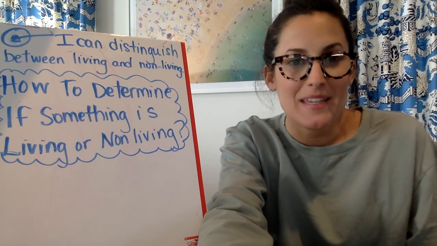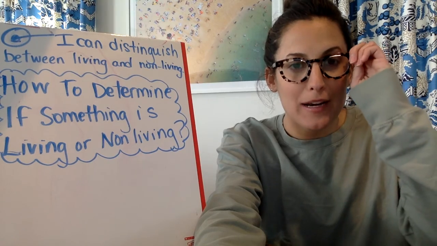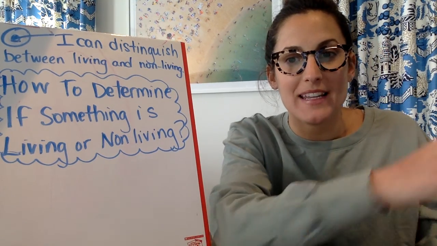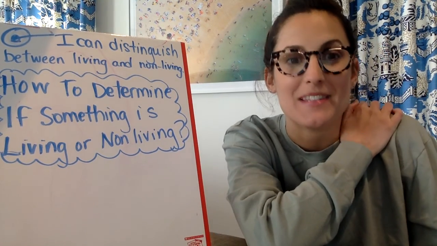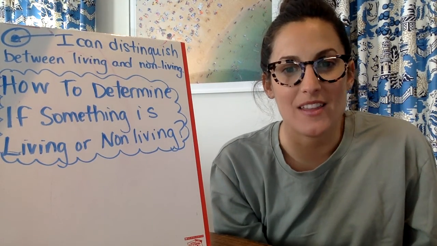An organism is a living thing. Dogs are organisms, cats are organisms, people are organisms, and plants are organisms. Yes, plants. But how can you tell if something is living or non-living?